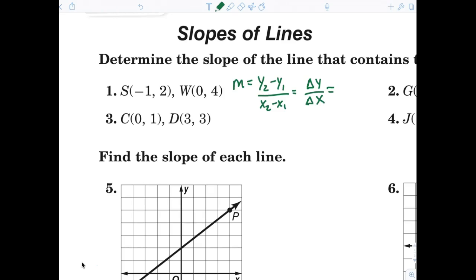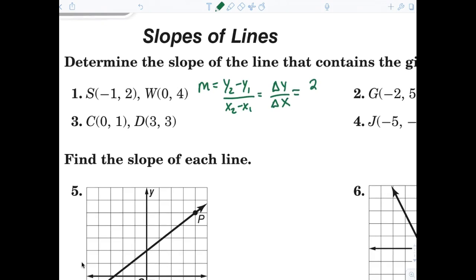Now, again, it doesn't matter what y you start with as long as you're consistent. So in this case, I want to show you that 4 minus 2 is 2. 0 minus negative 1 is 1. So the slope was 2. So again, practicing your mental math right now. Look up and see if you agree that the slope is 2. Anybody have any doubts about that? Everybody good? All right. So now let's go to... Oh, yeah, we'll wait for you, for sure.